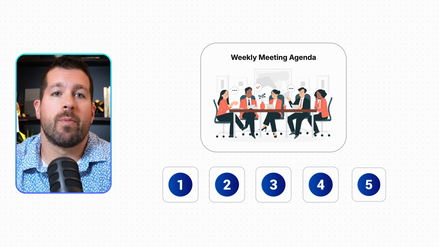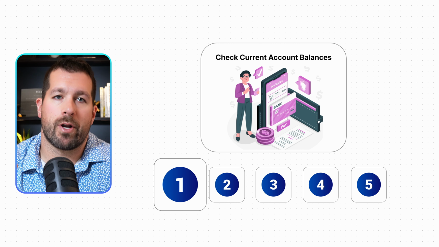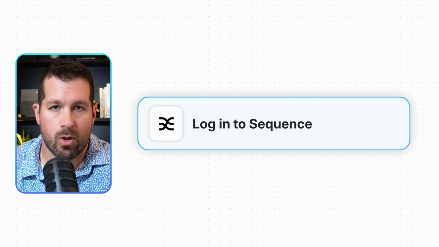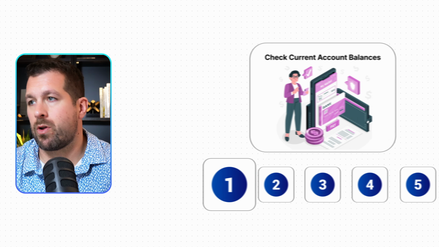Here's a weekly agenda that I typically recommend. First off, you're going to check your current account balances. Start by logging in to Sequence, and it's all about starting with clarity. Just log into Sequence and get your real-time balances across all of your accounts.